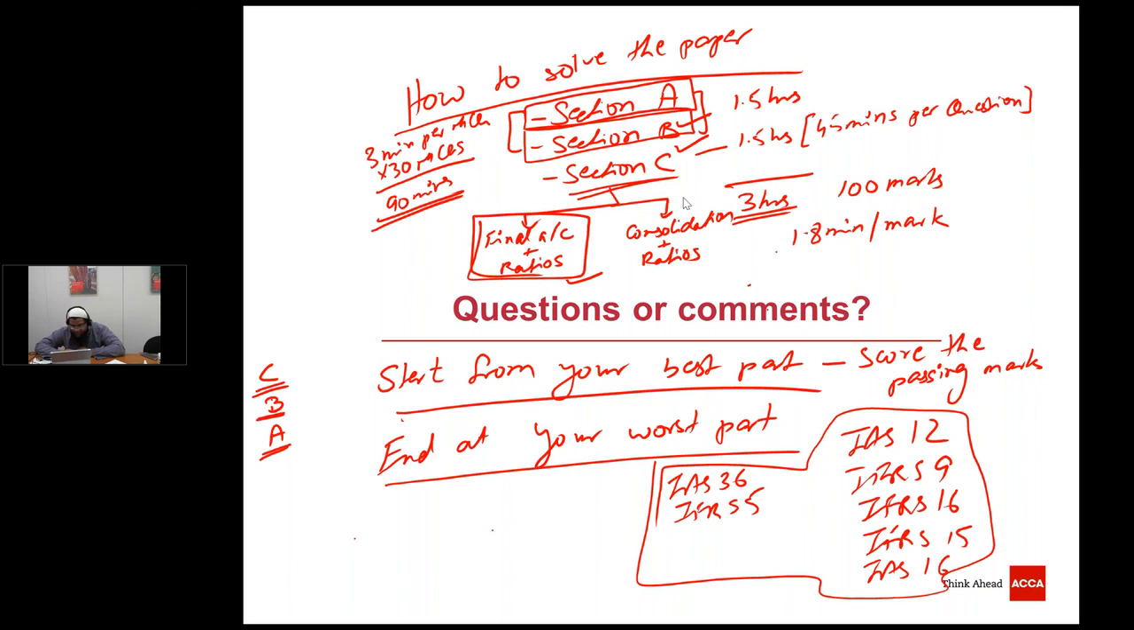Simran is saying, sir, if we end at our worst part, we would panic for 1.5 months until the result. Simran, you may panic until the result, but after the result, you will not panic. The panic will stop, because probably you would have passed by covering the majority of your best area. IAS 40, Smita, can be asked in section A. IAS 2, section A. IAS 41, section A, yes.